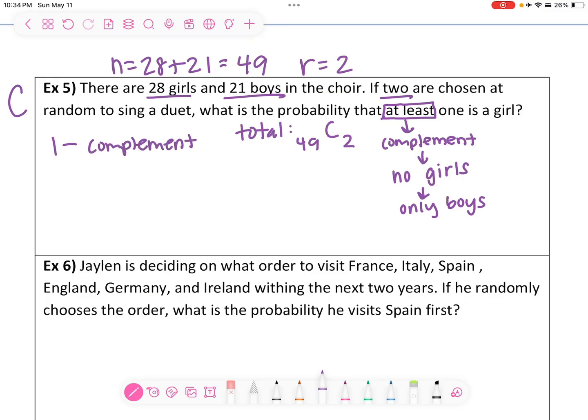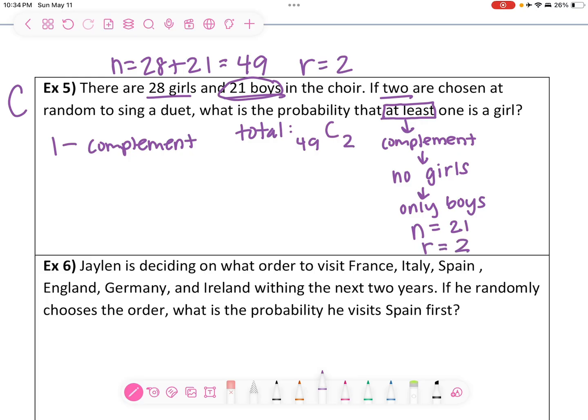Okay, we learned this first in the intro lesson, intro to probability, which was Unit 7, lesson 2, if you want to go back and look at that. So only boys. For only boys, N is going to be the amount of boys, which is 21. And we are choosing 2 of them for the duet, so R is still 2.